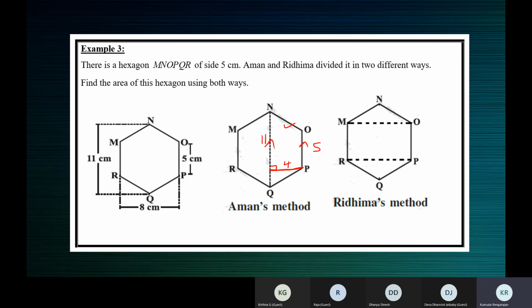Do you think the area of the hexagon found using the two methods will be the same? Yes, ma'am. So it has to be the same, right? Because it's the same figure. It's just that it's divided in different ways. But it's the same hexagon. So the area of the hexagon will be the same in both the cases.